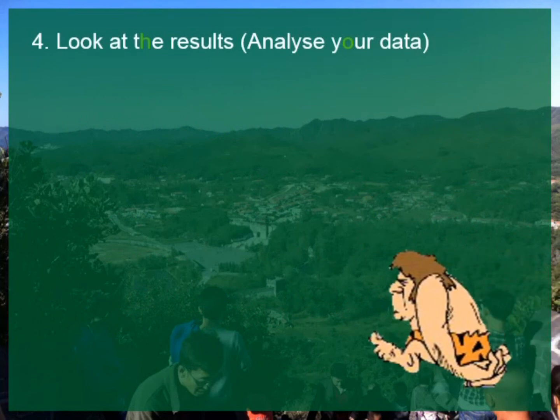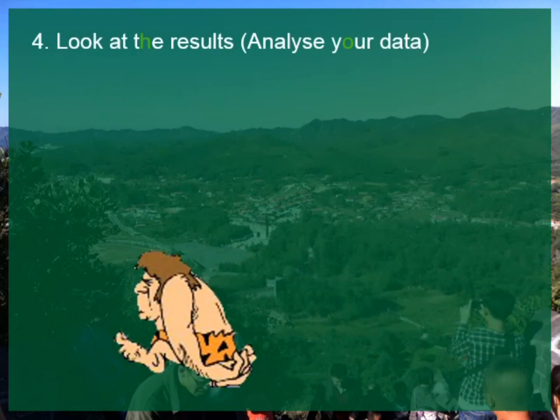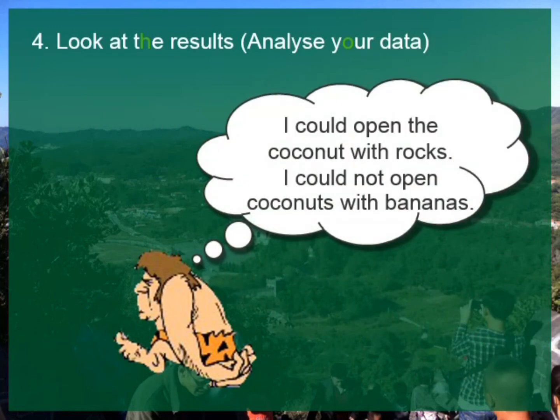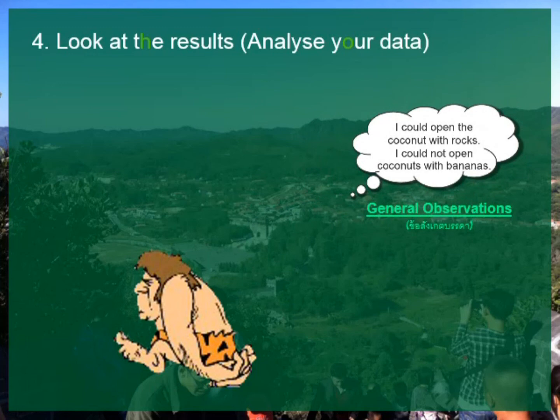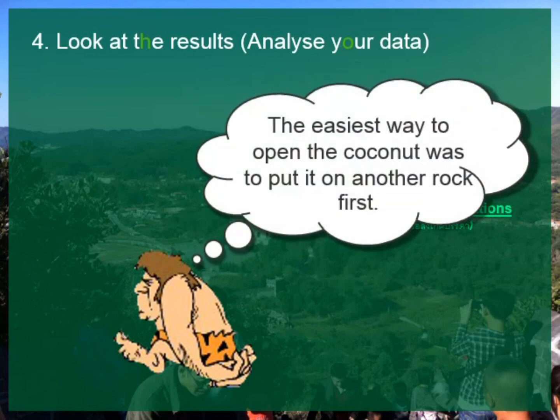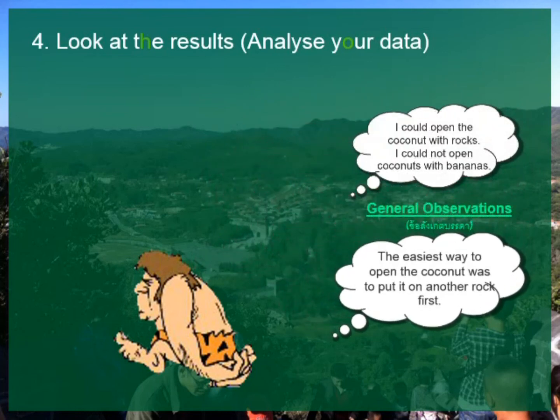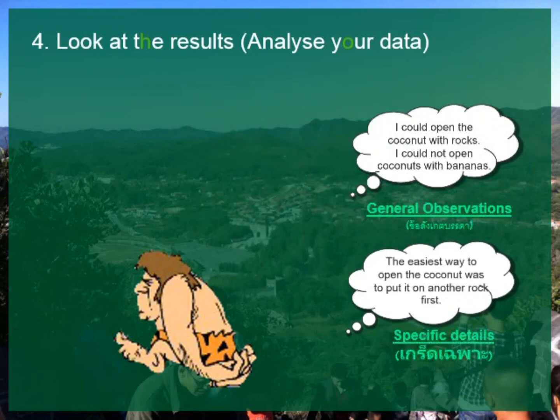So for the caveman, he simply has to review what happened. I could open the coconut with rocks. I could not open the coconut with bananas. These are general observations in all cases. And then he thinks the easiest way to open the coconut was to put it on another rock first. So that is a specific observation, a specific detail that he noticed in one particular test.